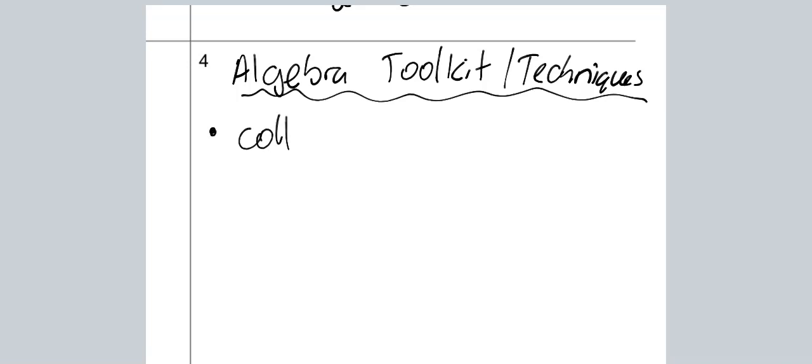But one thing that we need to be across is collecting like terms, right? So I need to know that if I've got 3x and I've got a 5x, that I've actually got 8x by combining them together. But if it's 3x and 5x squared, I can't combine them together because they're not like terms. So we need to know about collecting like terms. What other tools do we have in our toolkit?